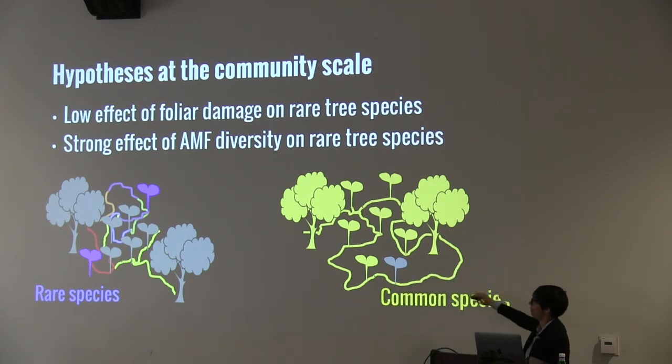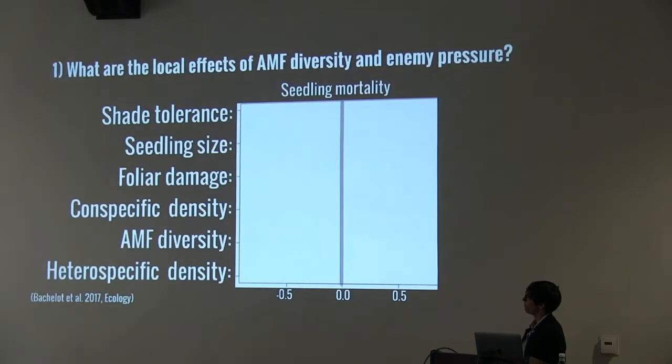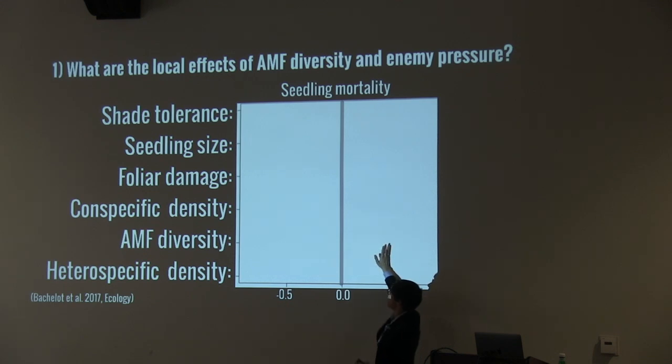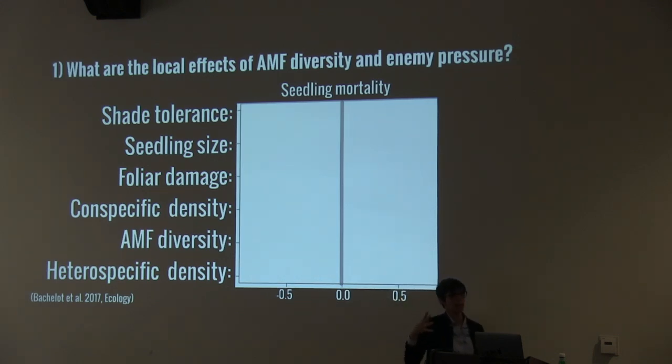But that was kind of like the hypothesis to start with. Okay, so another standardized plot. This time, if the variable is significant on the right, that means the seedling risk of mortality is increasing. If it's on the left, it means seedling mortality risk is decreasing.